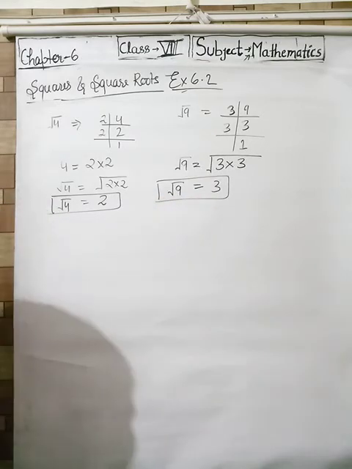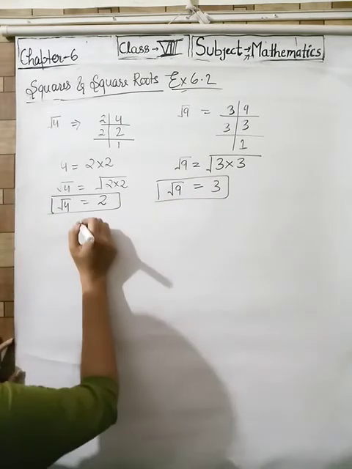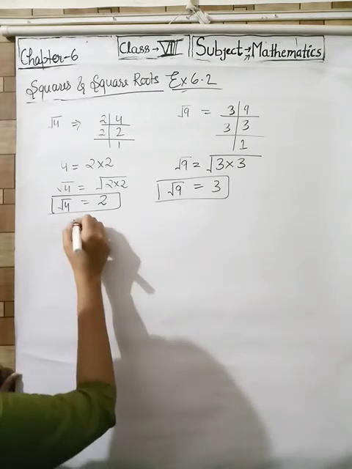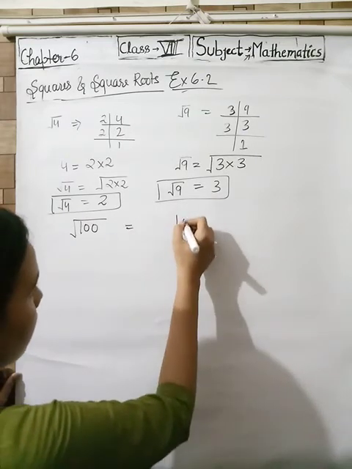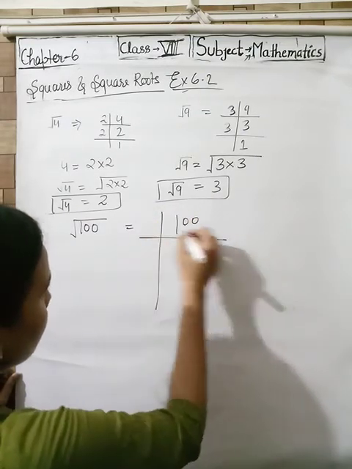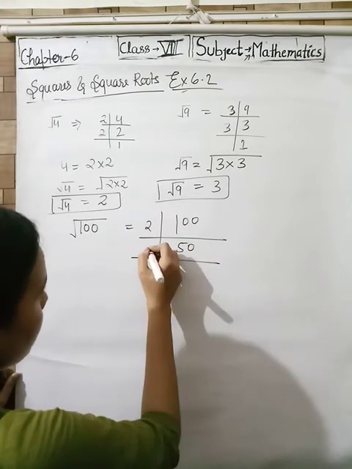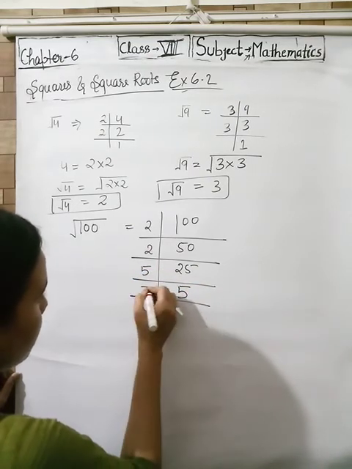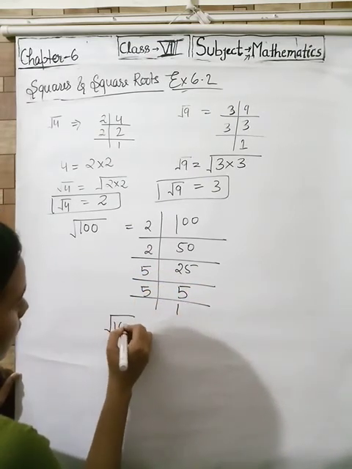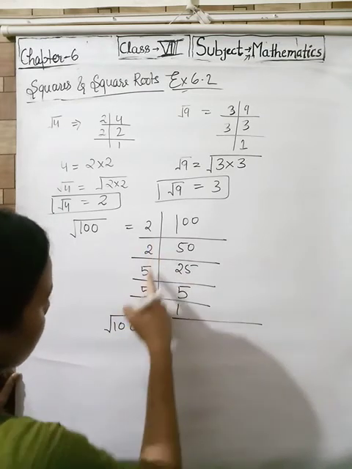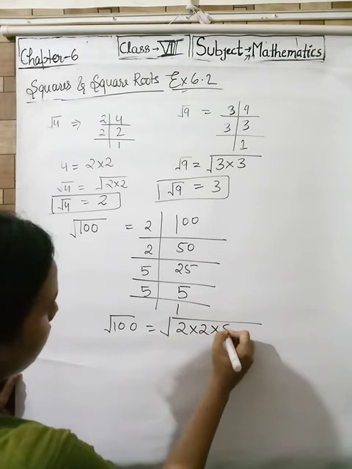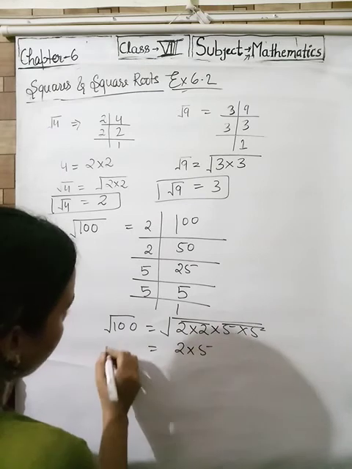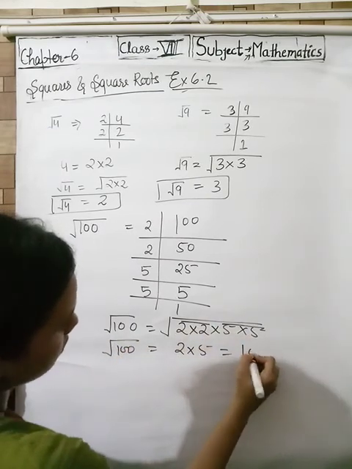Now let's see for 100. Let's do prime factorization of 100. We need to find under root 100. Prime factorization of 100: 2 50s are 100, again 2 25s are 50. Now 25 is divisible by 5. 5 5s are 25, 5 1s are 5. So under root 100 will be equal to under root 2 into 2 into 5 into 5. Let's make pairs. It will be equal to 2 into 5. Under root 100 is equal to 2 into 5, which is equal to 10.